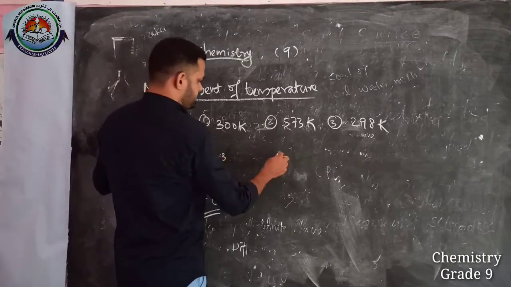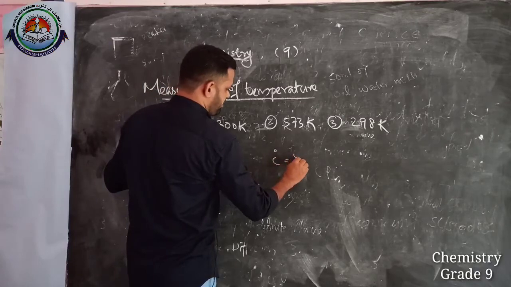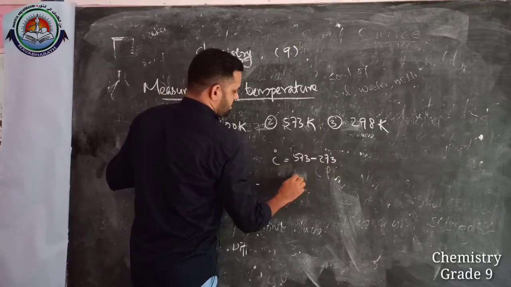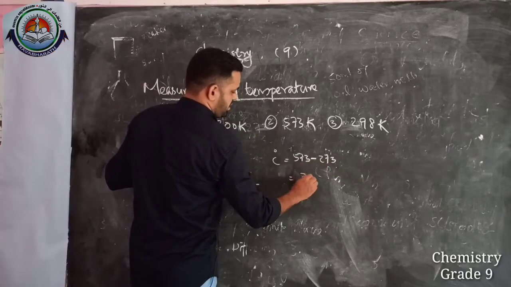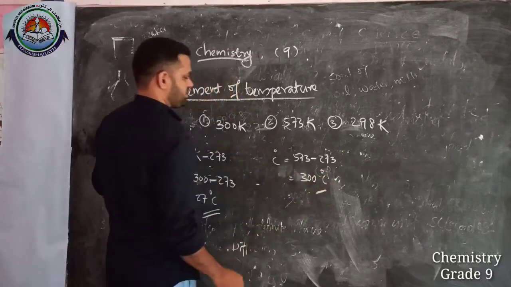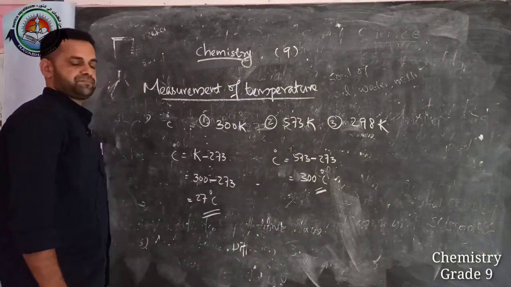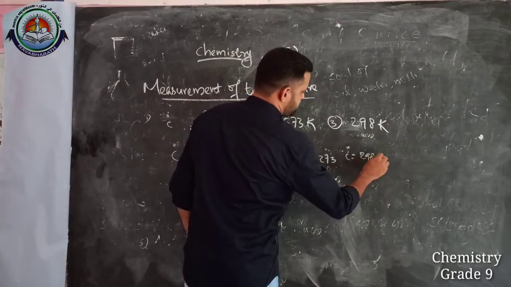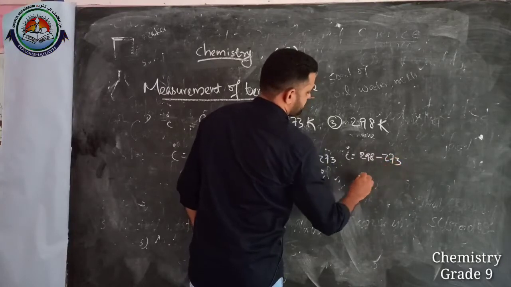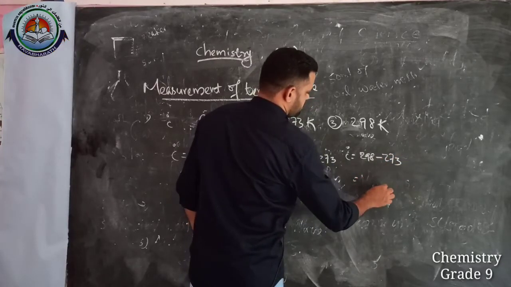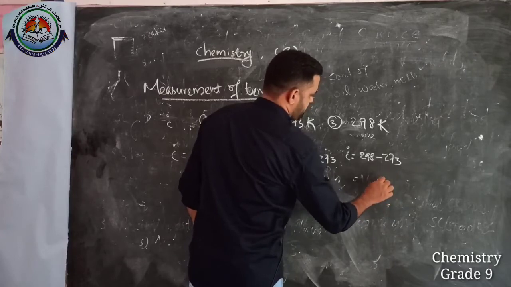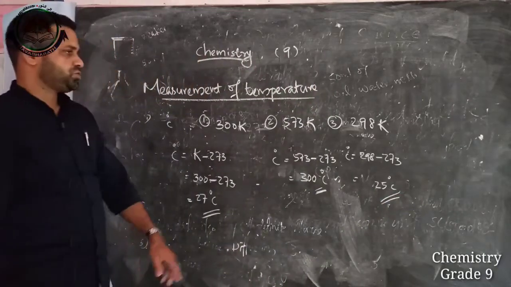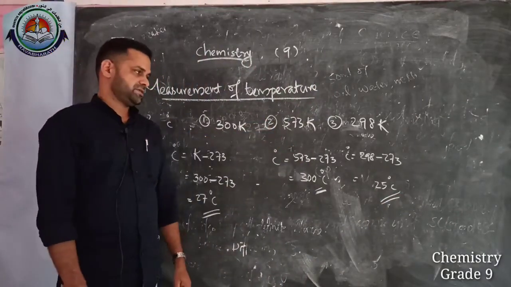And what about here? Degree Celsius is equal to 573 minus 273, which is equal to 300 degree Celsius. And what about here? 298: degree Celsius is equal to 298 minus 273, which is equal to 25 degree Celsius. So, 298 Kelvin is equal to 25 degree Celsius.